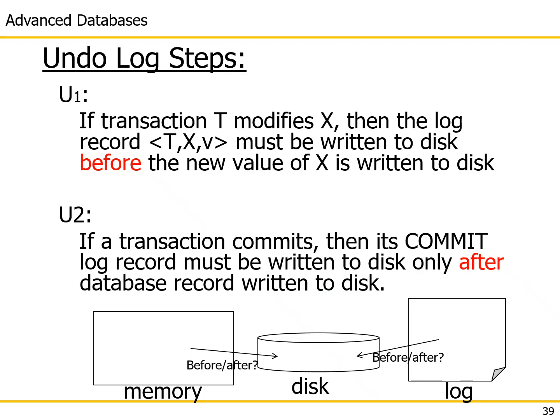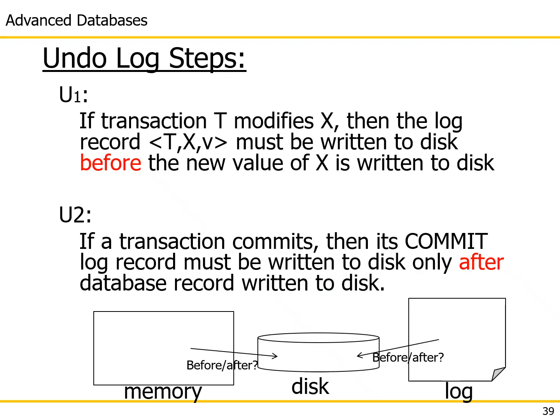Now, let's talk about how we can actually get this exactly right. We are going to follow two rules in the undo log. The first one, let me read it. It says, if transaction T modifies X, then the log record <T, X, v> must be written to disk before the new value of X is written to disk. So again, a transaction is modifying a specific record in a specific row. Before that modification is put on disk, it will be done first in memory, and next taken from memory to disk.